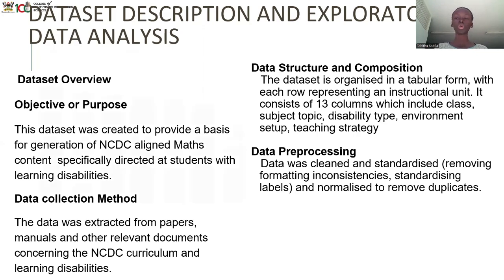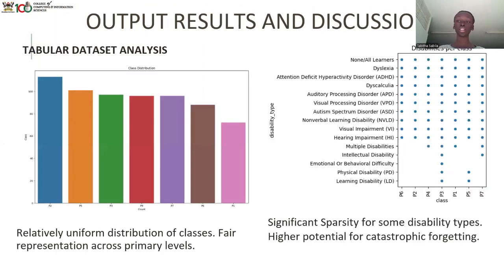inconsistencies. When you have a look at our tabular data analysis, you can see that there's relatively uniform distribution of the classes, meaning that there's going to be fair representation across all primary levels in the generated output. When you look at the disabilities per class, you can see that there's sparsity because some of these disabilities are not well represented at all for any class. And that means that there's going to be a high potential for catastrophic forgetting because of their poor representation in the data set.